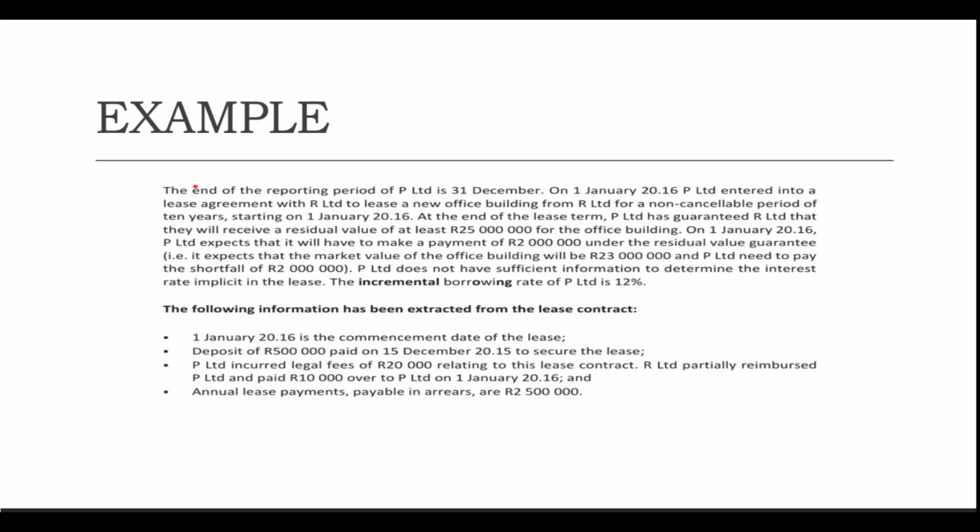Okay, let me read it. At the end of the lease term, P Limited has guaranteed R Limited that they will receive a residual value of at least 25 million for the office building. On 1 January 2016, P Limited expects that it will have to make a payment of 2 million under the residual value guarantee. That is, it expects that the market value of the office building will be 23 million, and P Limited needs to pay the shortfall of 2 million.